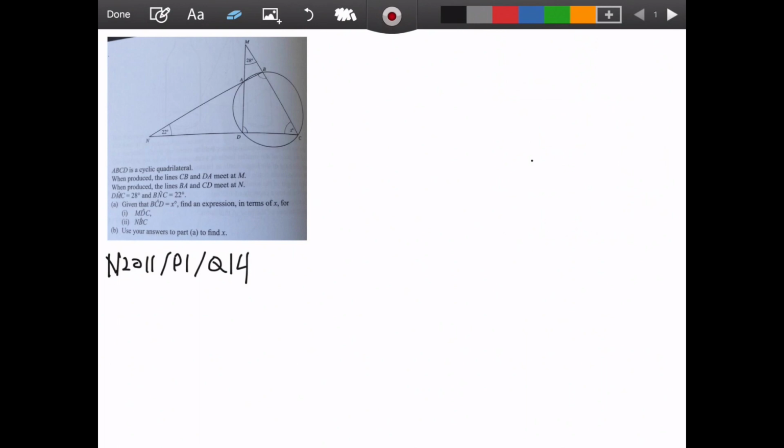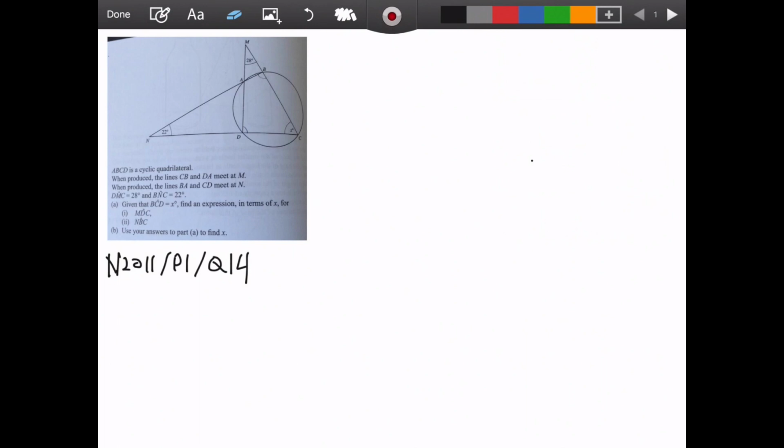ABCD is a cyclic quadrilateral. When produced, the lines CB and DA meet at M. When produced, the lines BA and CD meet at N. Angle DMC is 28 degrees and angle BNC is 22 degrees. Given that angle BCD is x degrees, find an expression in terms of x for angle MDC.